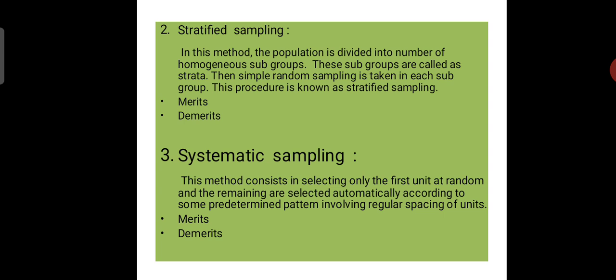Next, demerits. Number one, this method works only when the complete list of the population is available. Number 2, errors are likely to be high where there is a stratification effect.